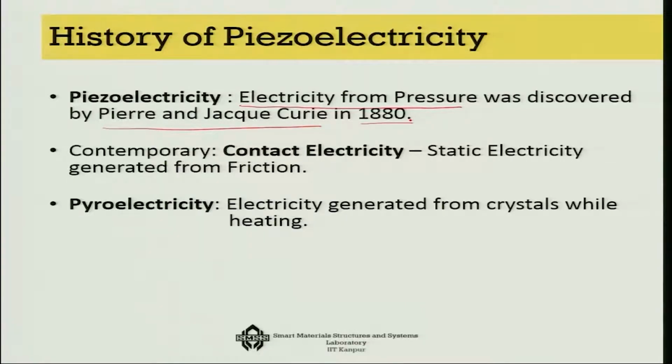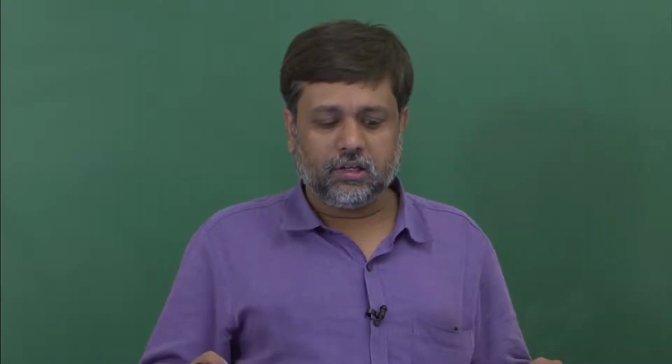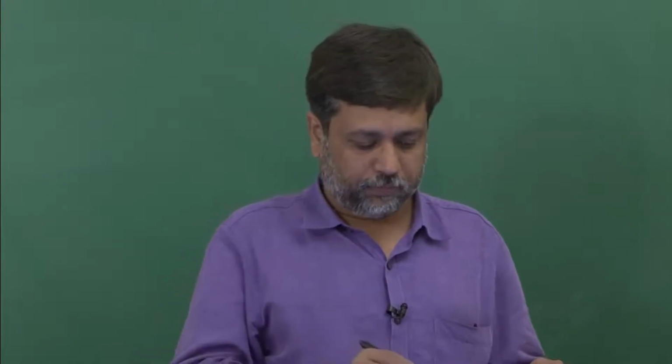Then at that time there were actually two sources of electricity that were known to us. One of them is contact electricity, the so-called static electricity that gets generated from friction, and the other one is pyroelectricity, which is electricity that is generated from crystals while heating, because pyro means heating. So contact electricity, heat generated electricity, and then in that series they found out pressure generated electricity.